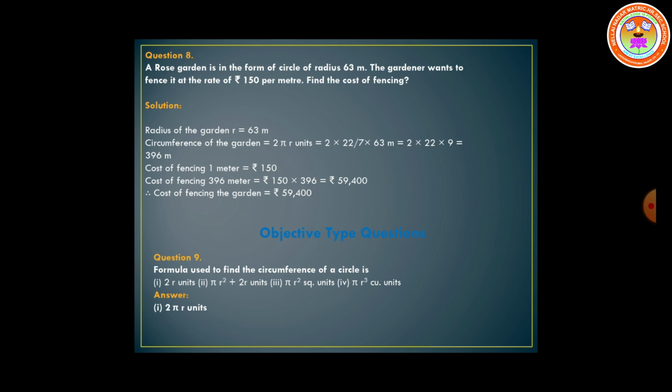Next we are going to move on to the objective types. Question number 9. Formula used to find the circumference of the circle. The first one is 2r units, second one pi r square plus 2r units, third one pi r square units, then pi r square cubic units. The circumference of the circle means 2 pi r units. The answer is 2 pi r units.